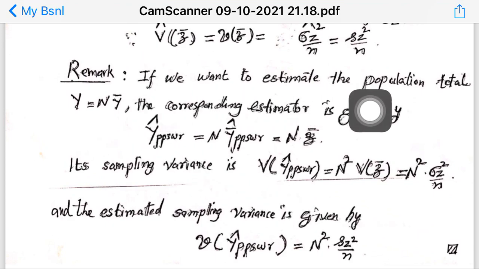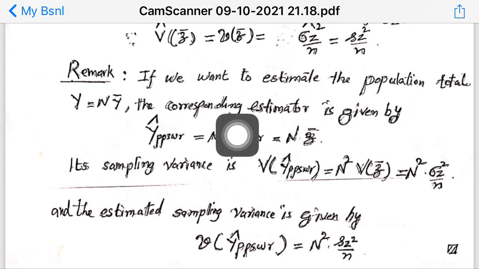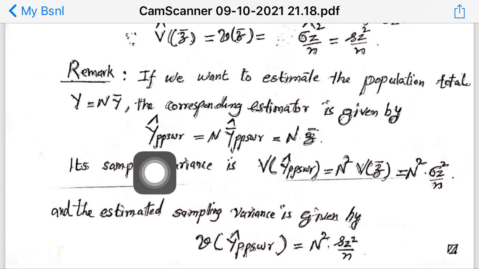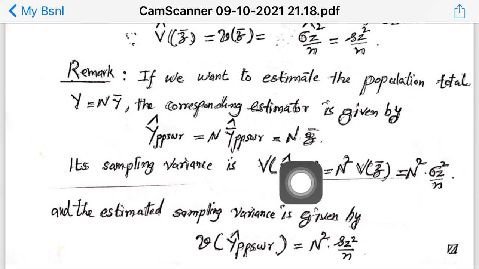If we want to estimate the population total, capital Y equal to N into y bar, then the corresponding estimator is given by y hat PPS WR equal to capital N times y bar hat PPS WR, and that is equal to capital N into z bar.